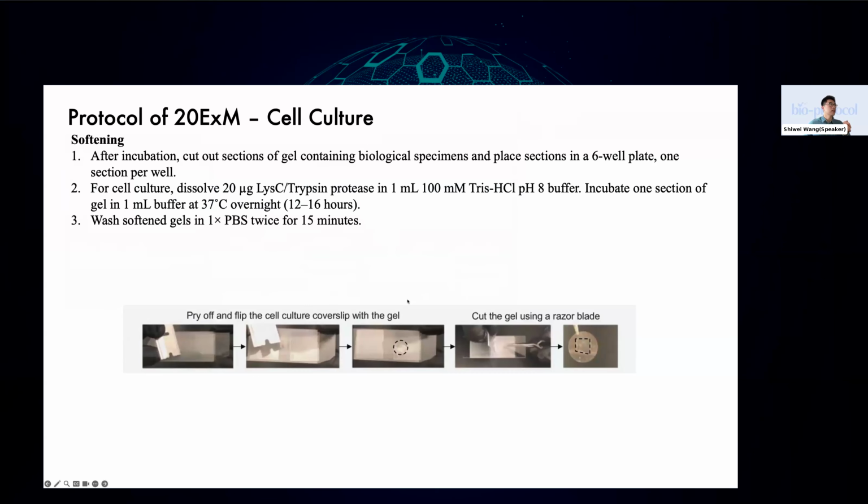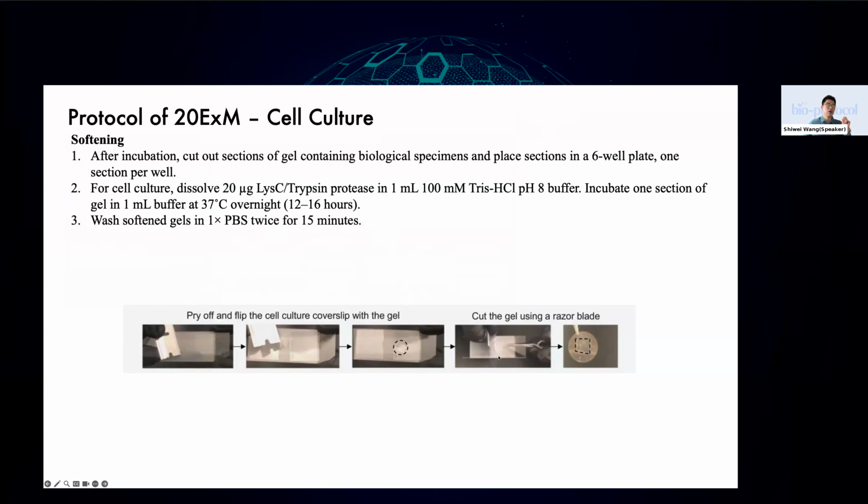After 2 hours, you can use a razor blade to pry off and flip the cell culture cover slip. And this is where the number 2 cover slip really helps, because thinner ones might snap at this step, and thicker ones are much easier.